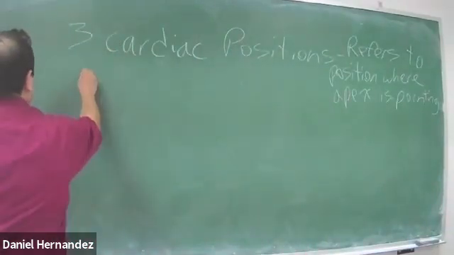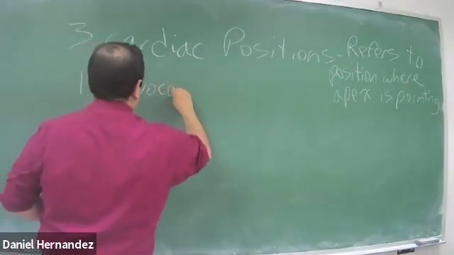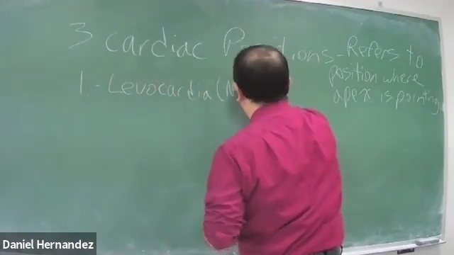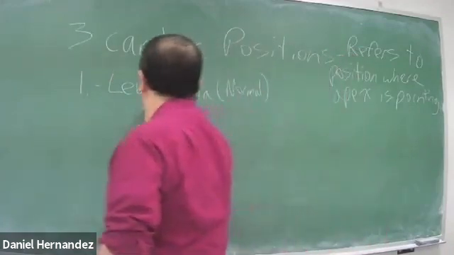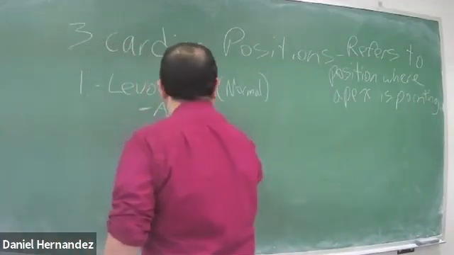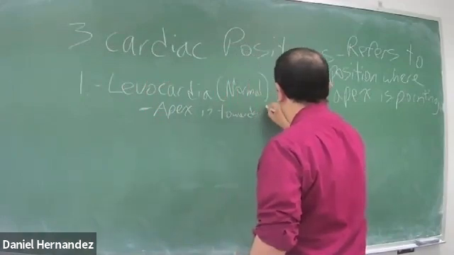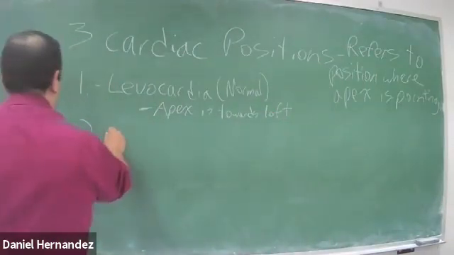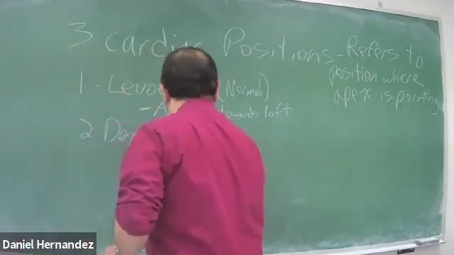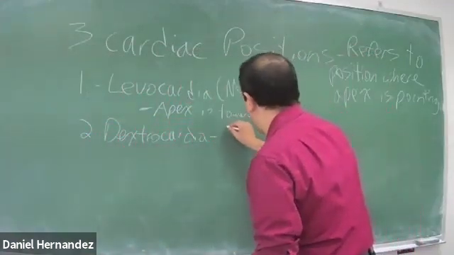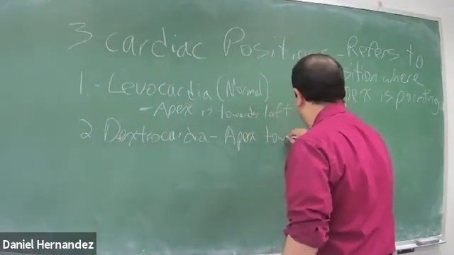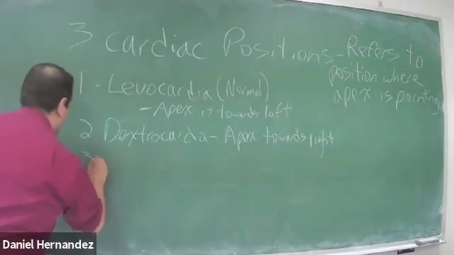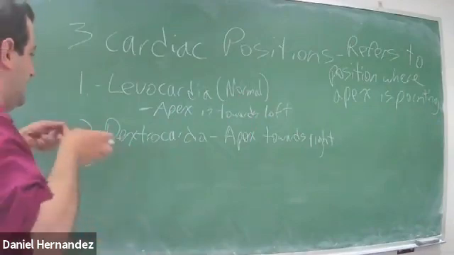The first is levocardia. Levocardia is our normal position, with the apex towards the left. The second position is dextrocardia. This is where the apex is now pointed towards the right. And the last position is mesocardia, where the apex is pointing straight down.